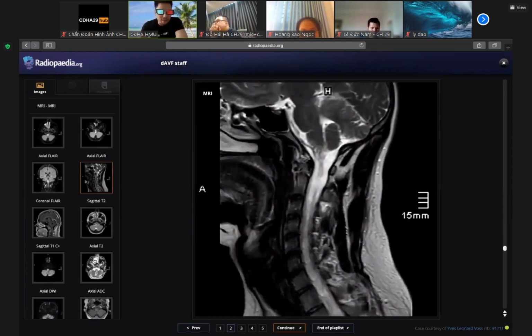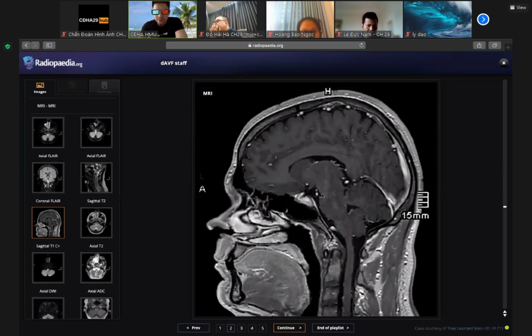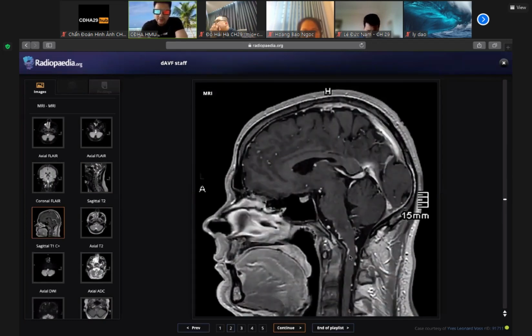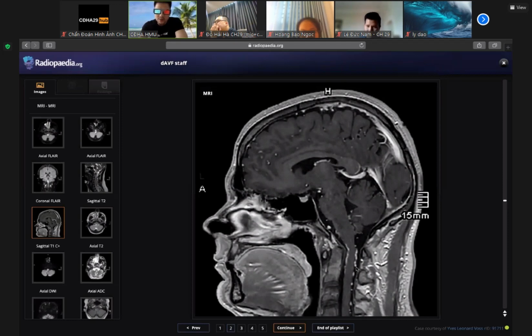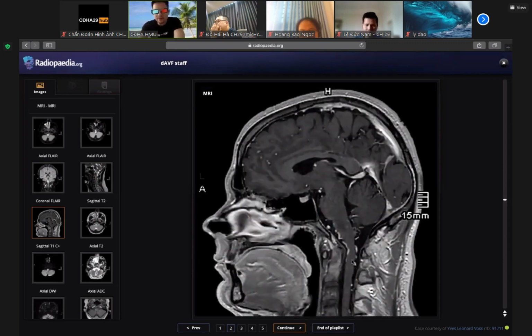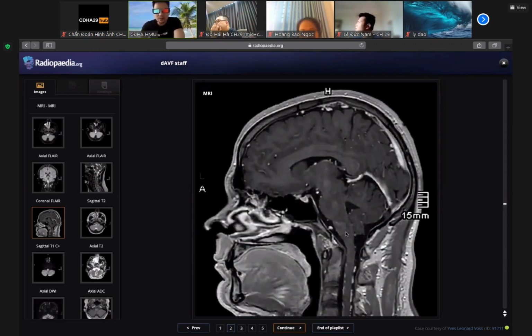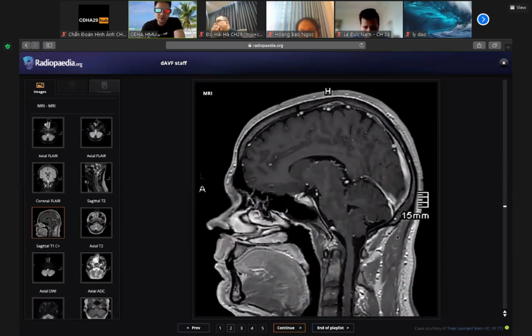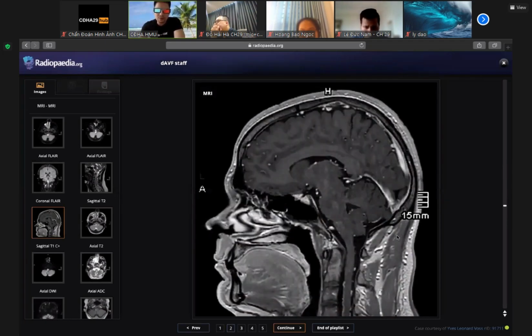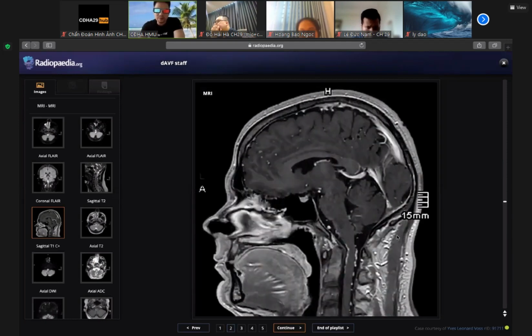There is no restricted diffusion sign. But on the post contrast, you can see the dilated vessel around the cervical cord, which is suggestive of vessel malformation. The vessel malformation can be an AVM or it can be a dAVF, but we don't see clearly the intraparenchymal nidus. We just see the dilated vessel.